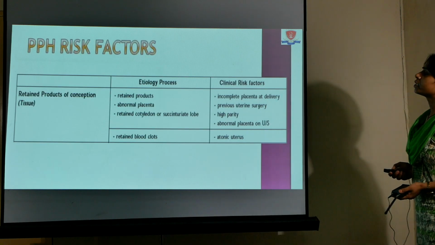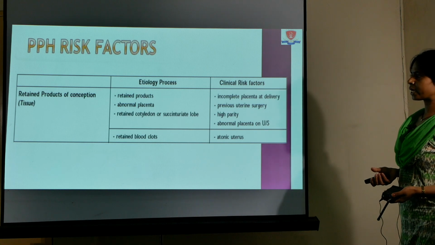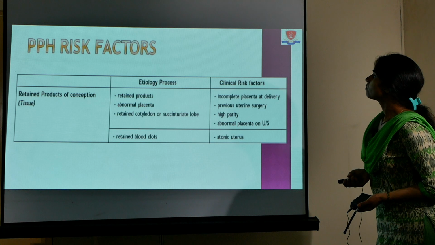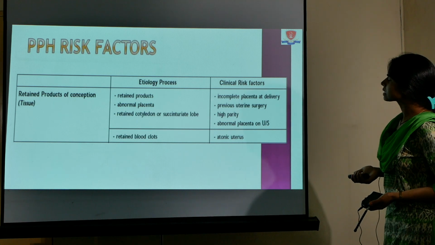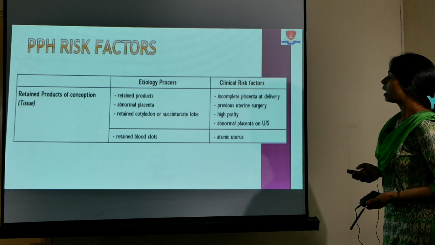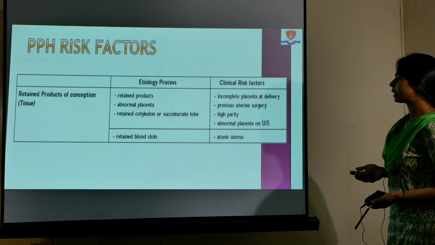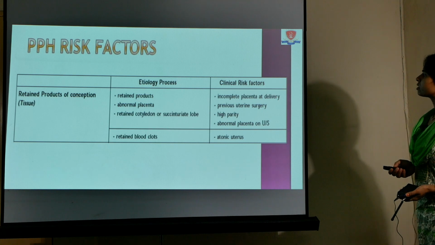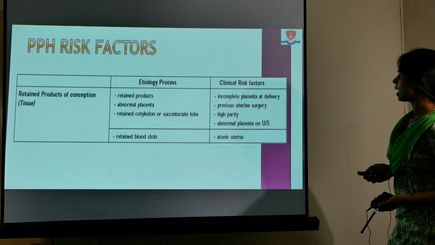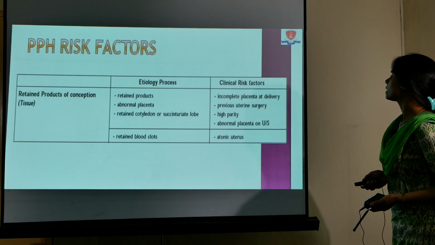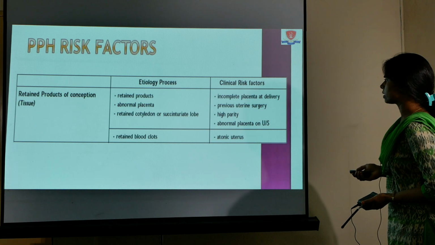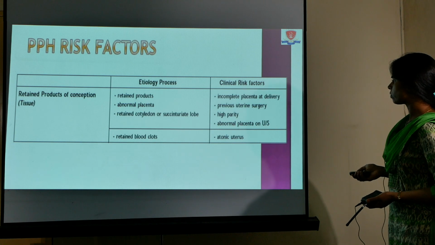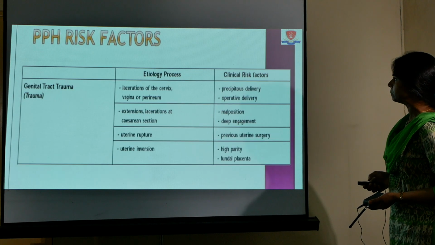Tissue refers to retained products of conception in the uterine cavity, causing faulty retraction of the uterus. The retained products may be abnormal placental lobes, retained cotyledons or succenturiate lobes. These present with an incomplete placenta at delivery, previous uterine surgeries, high parity, or abnormal placental implantation on ultrasound findings, and retained blood clots are also present in the atonic uterus.